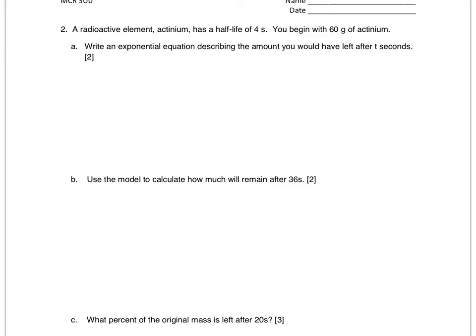The next question says you have a radioactive element which has a half-life of 4 seconds. You begin with 60 grams of that material. We are supposed to write the equation. We know that we are talking about half-life, so the base of the exponential is 1 over 2. So we're going to say that y is, the initial value is 60 times 1 over 2. But since it happens every 4 seconds, we're going to have exponent t over 4.